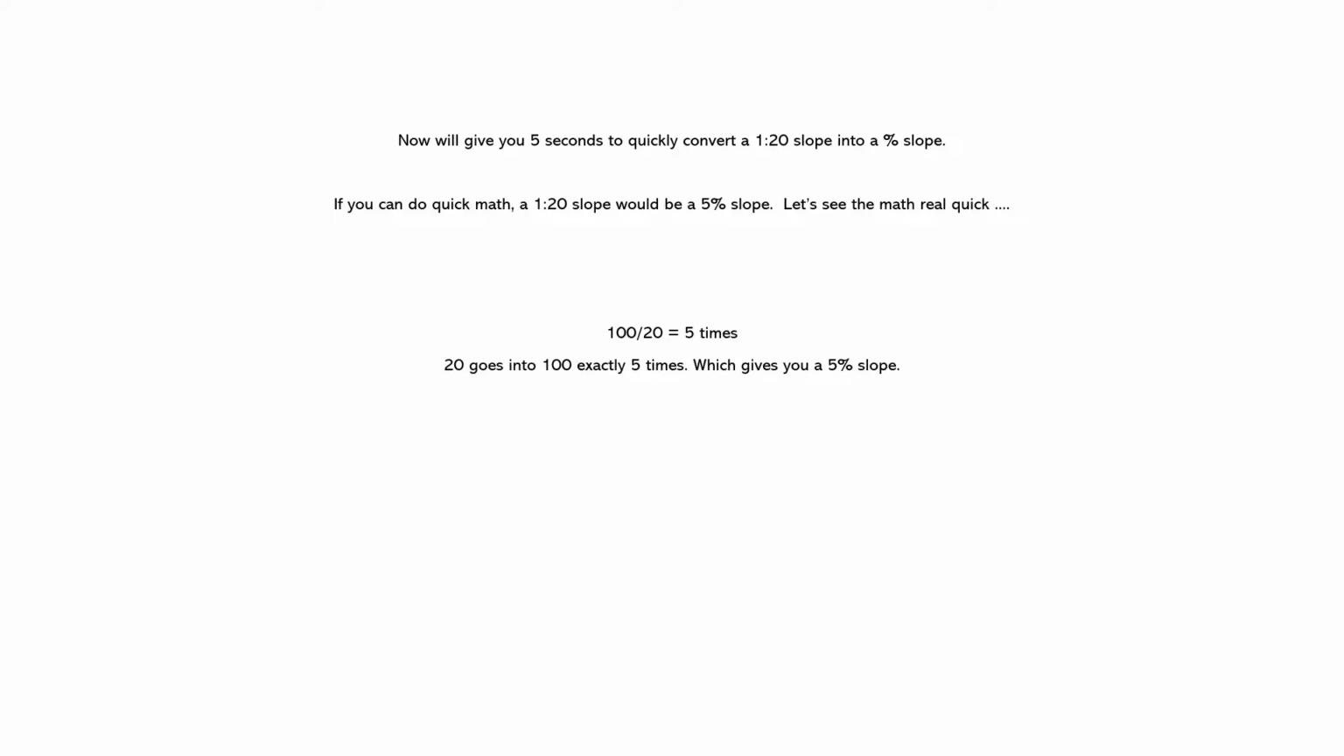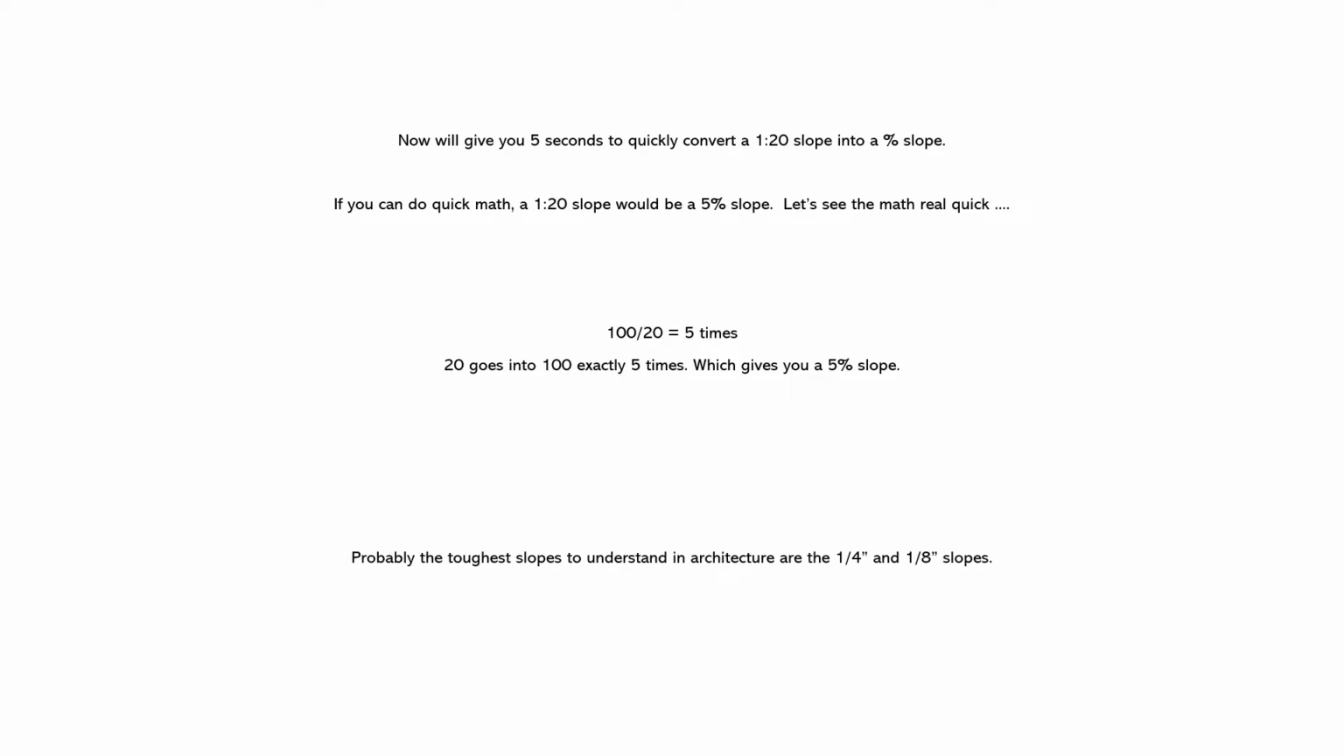Now I'll give you 5 seconds to quickly convert a 1 to 20 slope into a percentage slope. It should be easy enough. All right, 5 seconds is up. So a 1 to 20 slope would be a 5% slope. Let's quickly look at the math there. 20 goes into 100 5 times, therefore that's a 5% slope.